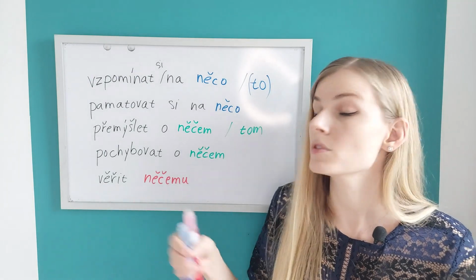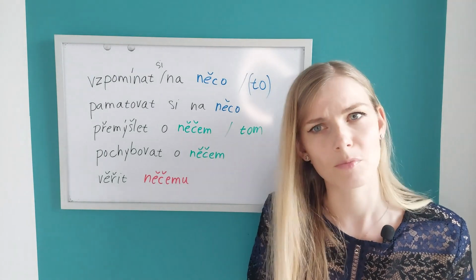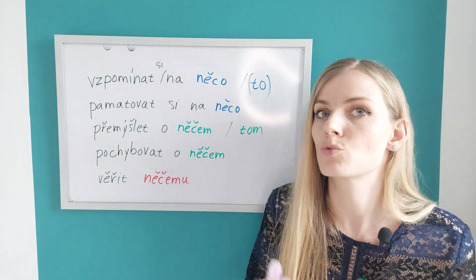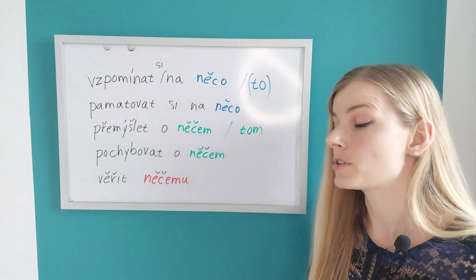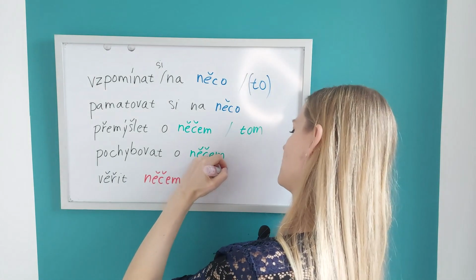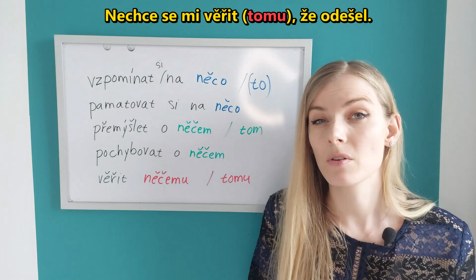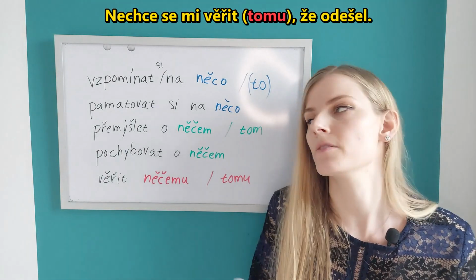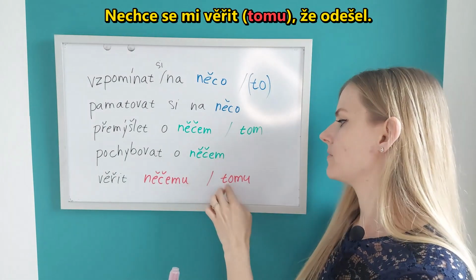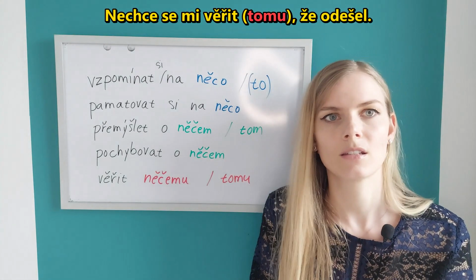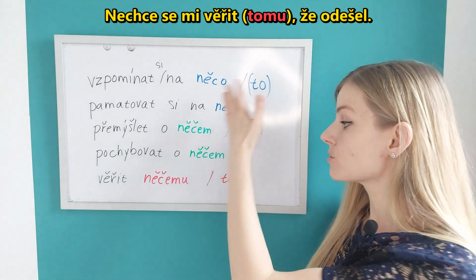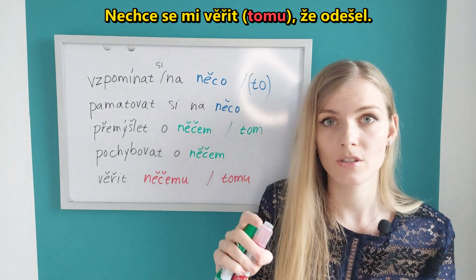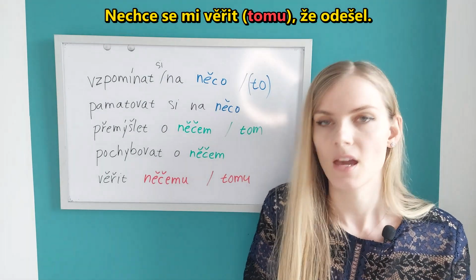And the last one is similar with the construction that I showed you at the beginning. Also takes the dative. Believe something, believe true something. And the dative, as you know, for the demonstrative pronoun would be tomu. Nechce se mi věřit tomu, že odešel. I can't believe that he left. Literally, I can't believe the fact that he left. So these work in a similar way like the English that helps you connect two clauses. You can have it there and you don't have to. I can't believe he left.